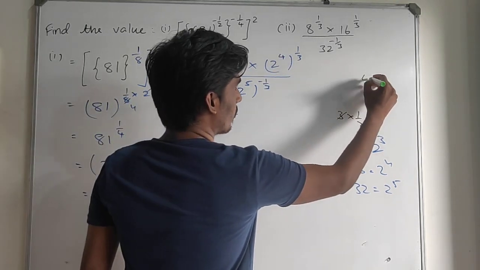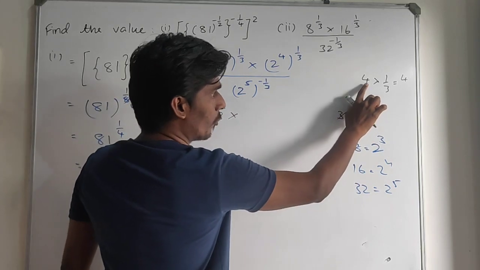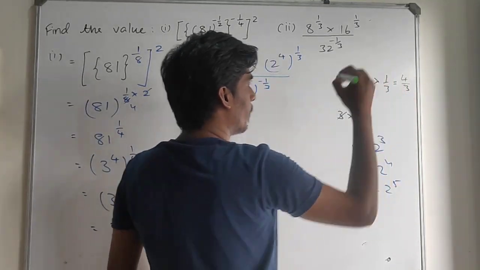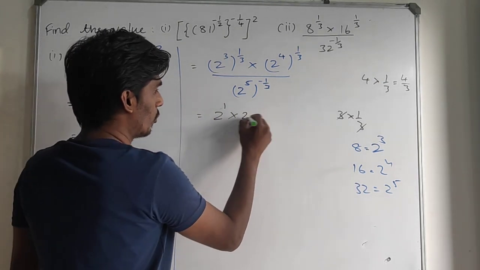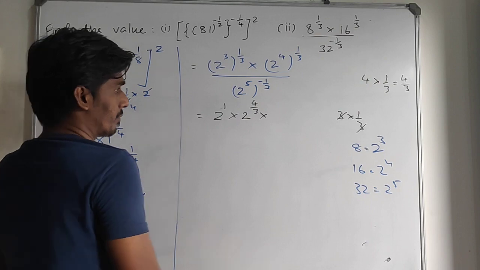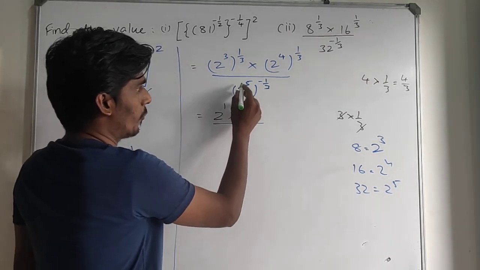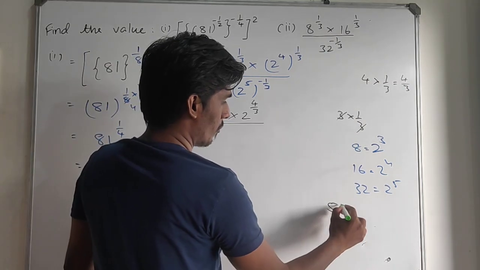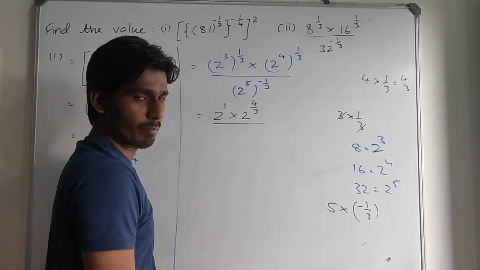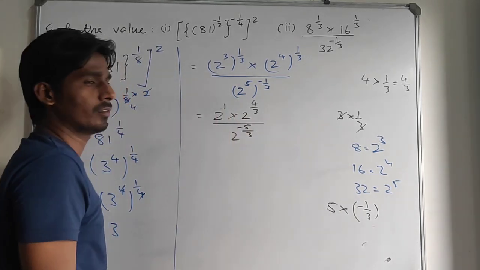4 into 1 by 3. 4 ones are 4. This 4 will multiply only with the numerator, not with the denominator. So it's 4 by 3. So 2 raised to 4 by 3. Then in the denominator, 5 into minus 1 by 3. So 5 ones are minus 5. So 2 raised to minus 5 upon 3.